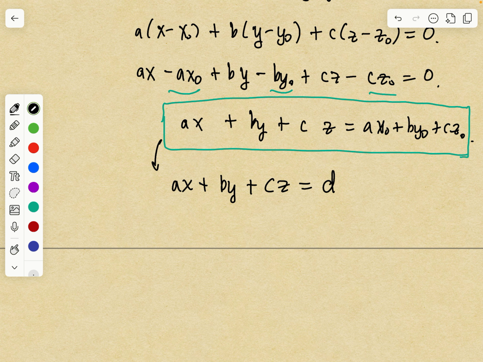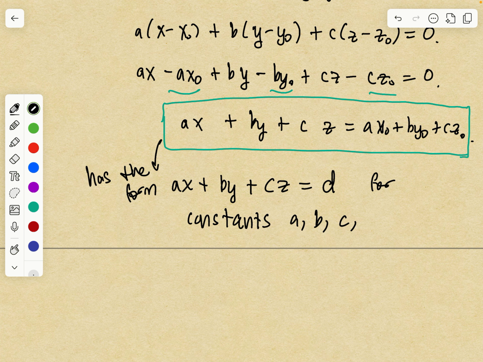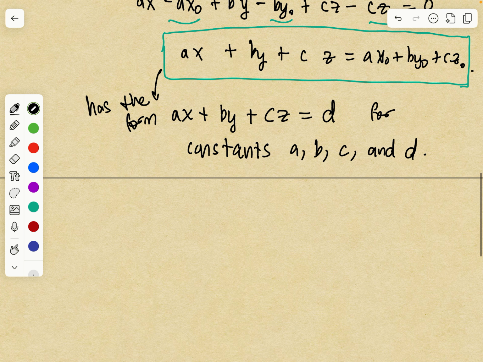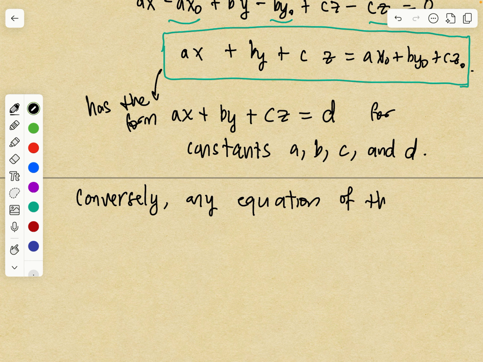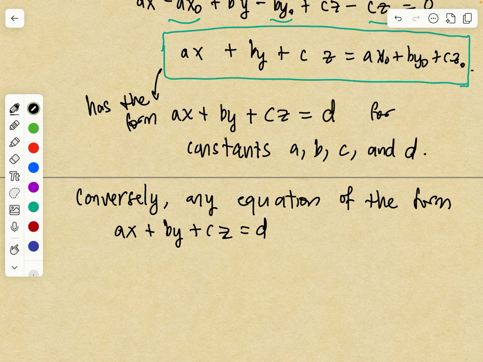So that has the form ax plus by plus cz equals d for constants A, B, C, and D. And then conversely, any equation of the form ax plus by plus cz equals d for constants a, b, c, and d is the equation of a plane.